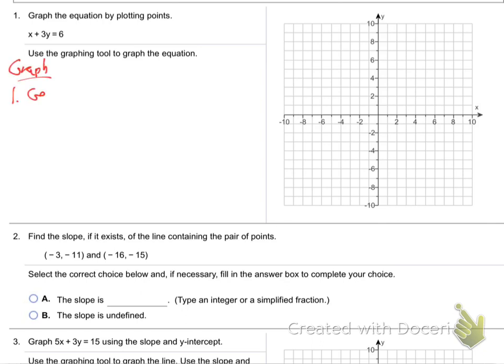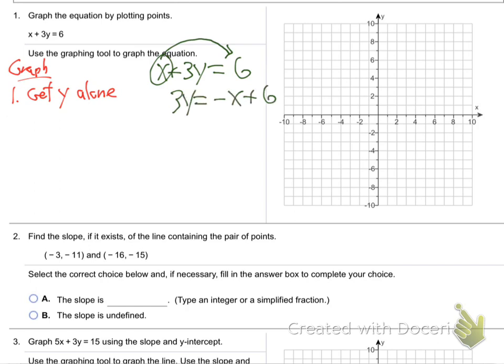Step number 1, get y alone. And then once you have y alone, you can find everything from there. So let's do it. So x plus 3y is 6. So what do I do to get y alone? Jump over that x. Yeah, so grab that x and jump it over. So 3y is minus x plus 6. So that positive x jumps over, becomes a negative x. Right, when things jump to the other side, they switch signs.